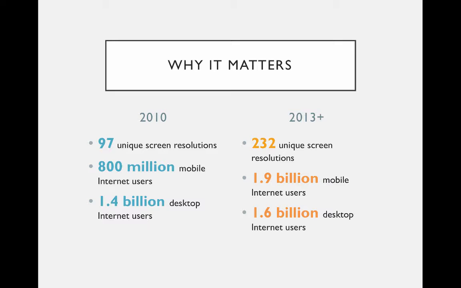This is pretty impactful. Now we're looking at smartphones having been around for about 7 years at this point. The mobile users have gone from 800 million to 1.9 billion. That's a tremendous impact as to why screen size and screen resolution matters. And desktop users didn't change tremendously, going from 1.4 billion to 1.6 billion. But what it's saying is that there are still an awful lot of people who are using desktops, and interpret what that means to you.